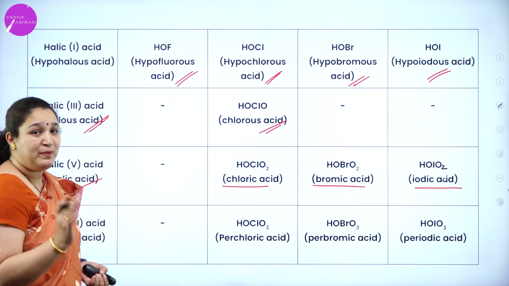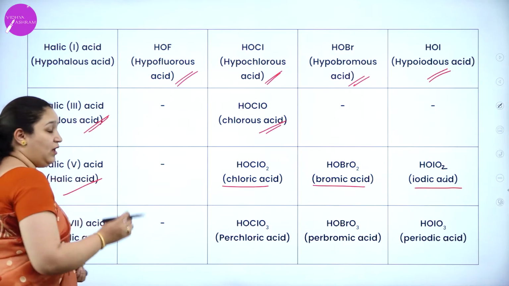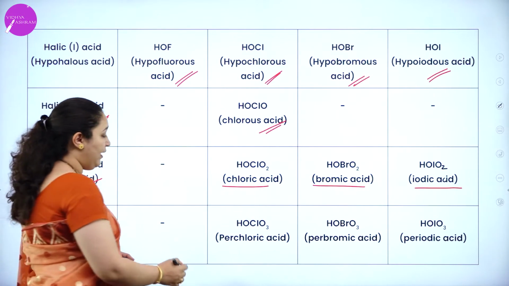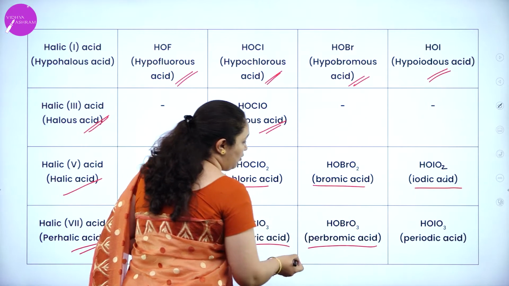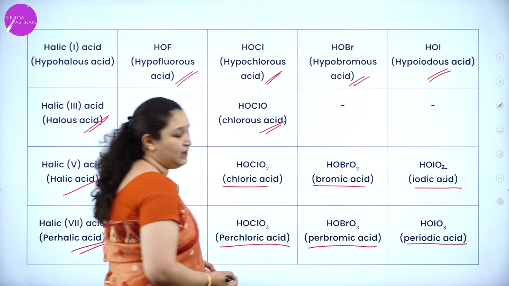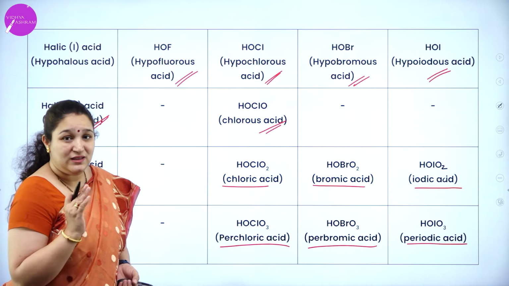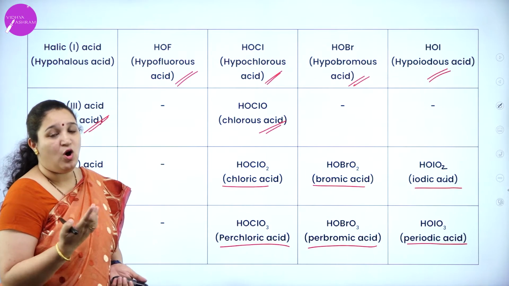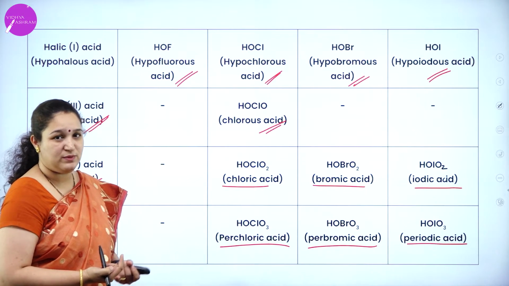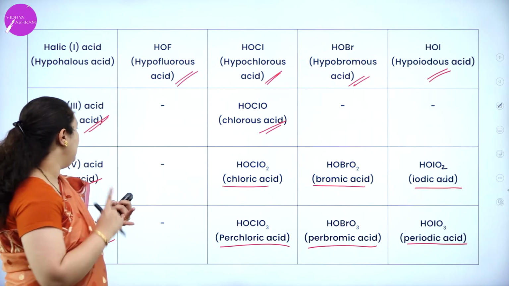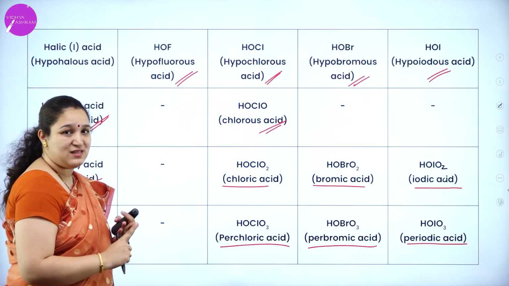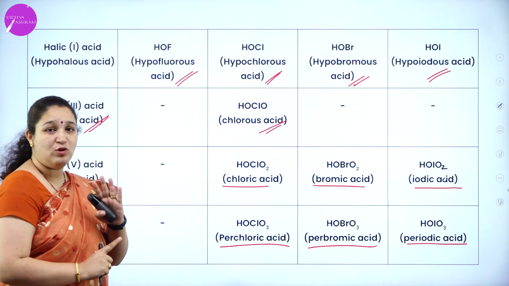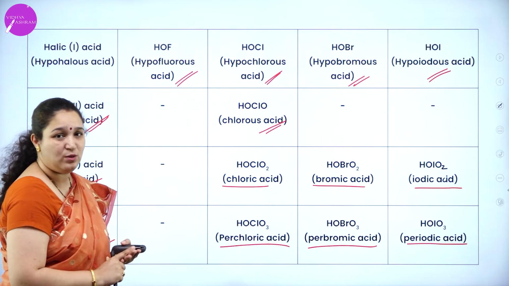Next is perhalic acid, in which the halogen is in +7 state. We can see we have perchloric acid, perbromic acid and periodic acid. So there are 4 types of oxo acids which are possible: hypohalous acid, halous acid, halic acid and perhalic acid.